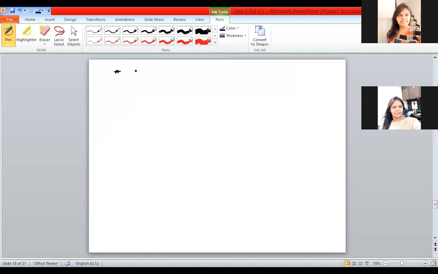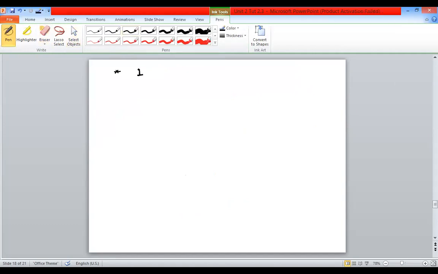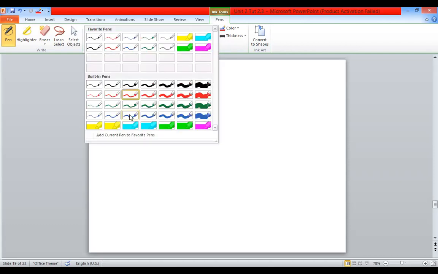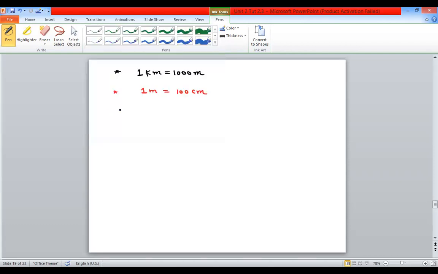We know the relation: 1 kilometer is equal to 1000 meter, and 1 meter is equal to 100 centimeter. I convert the kilometer into the centimeter. So what happened? Look here.